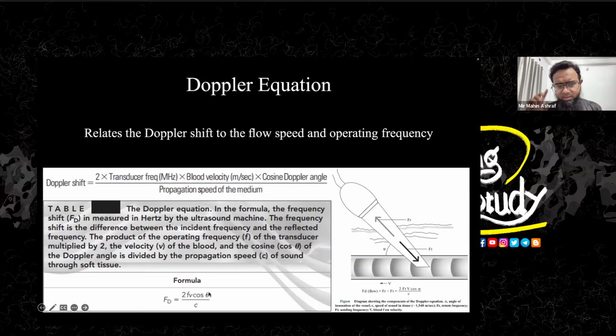There is a cos theta, which means there is an angle issue here. Now, that will be divided by the propagation speed of the medium. We know the propagation speed, like the velocity of sound in soft tissue is 1540 meters per second. So our machine knows that. Actually, our machine knows all of this except blood velocity. So putting all the values in through this calculation, our machine will detect the velocity of the blood. This is the principle of this equation: we can detect the blood velocity or the velocity of that structure.